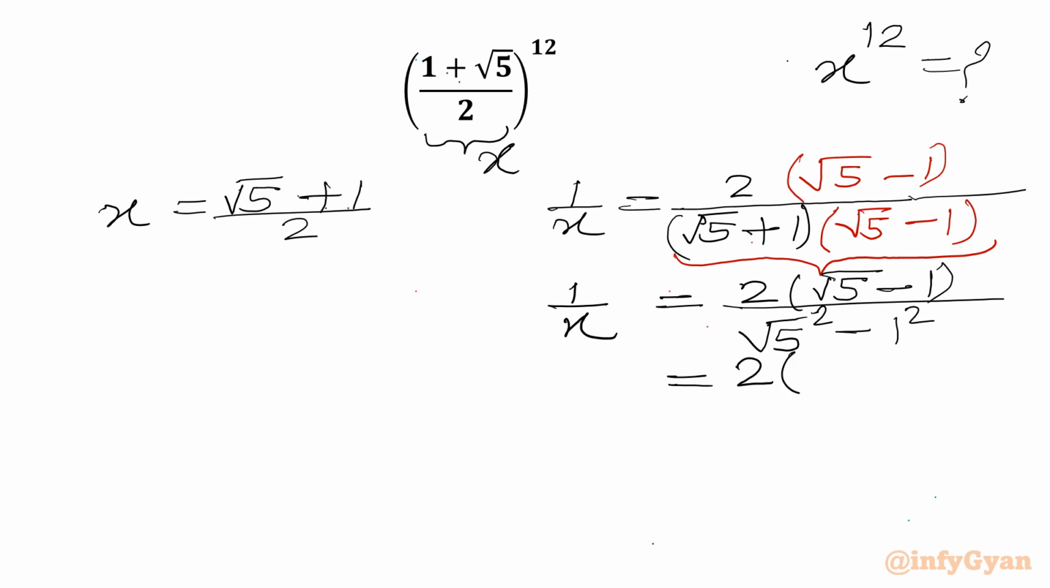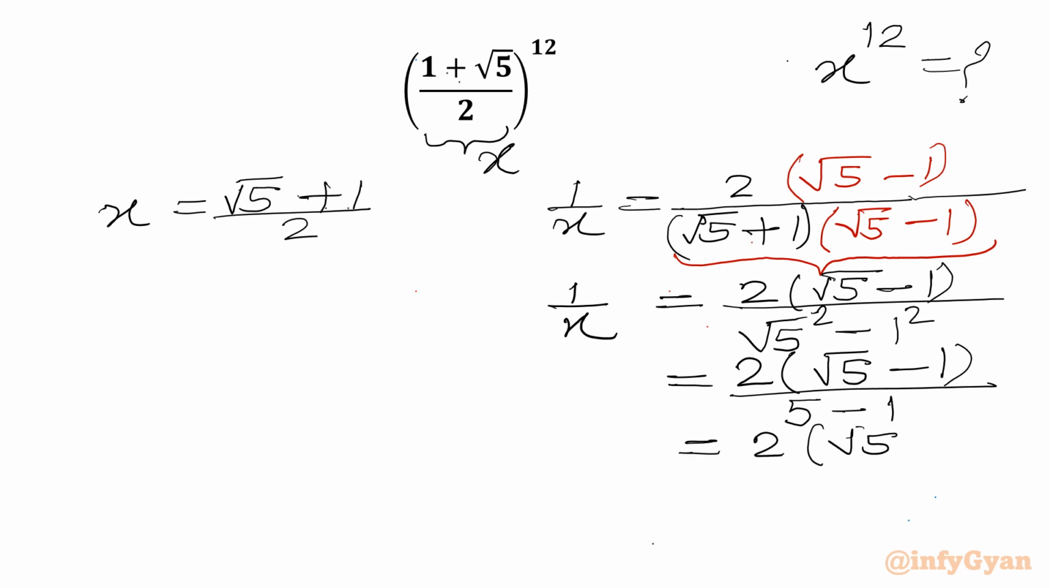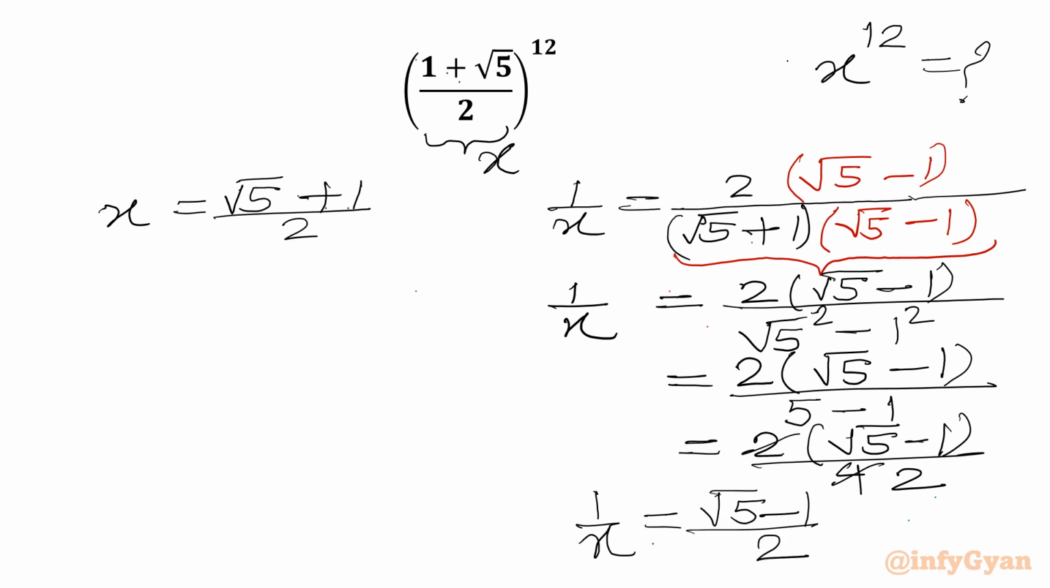This will be equal to 2 times (square root 5 minus 1) over root 5 square. This will be 5. 1 square will be 1. We can write equal to 2 (square root 5 minus 1) over 4. So we can cancel 2 and 4 by writing 2 over there. So 1 over x value will come out (root 5 minus 1) over 2. Let's write here 1 over x will be (square root 5 minus 1) over 2.